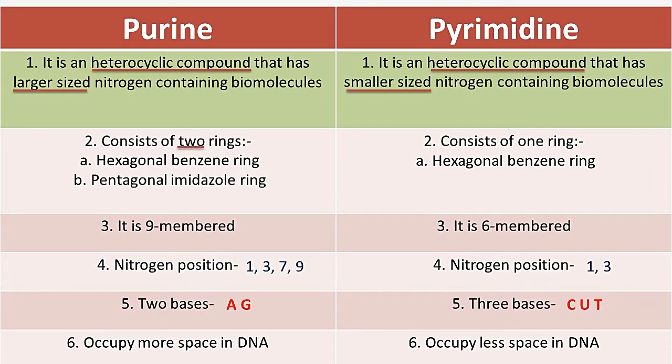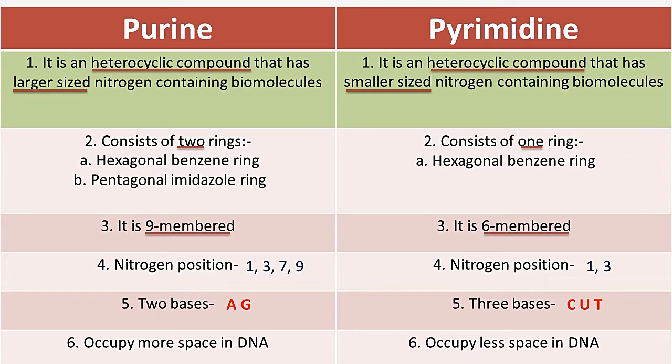The purine consists of two rings. One is a hexagonal benzene ring and a pentagonal imidazole ring, whereas pyrimidine has only one ring, that is a hexagonal benzene ring. Purine is 9-membered and pyrimidine is 6-membered. The fourth point is the position of the nitrogen group. So in purine you can see 1, 3, 7, 9, and in pyrimidine it is only 1 and 3. So 1 and 3 is common in both of them.